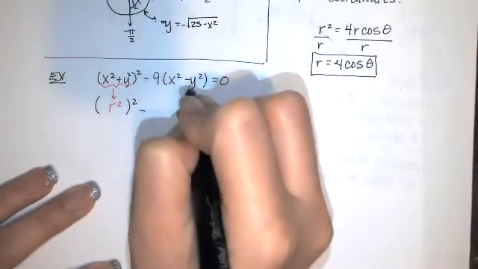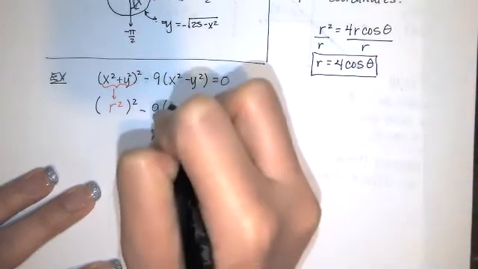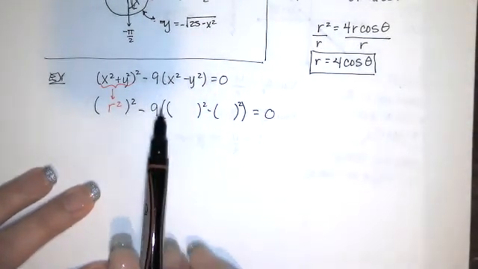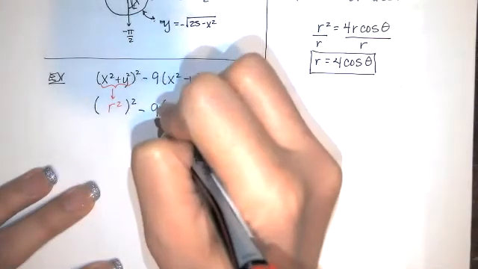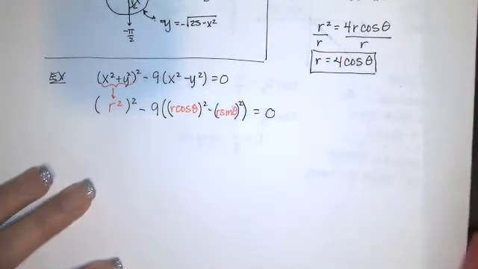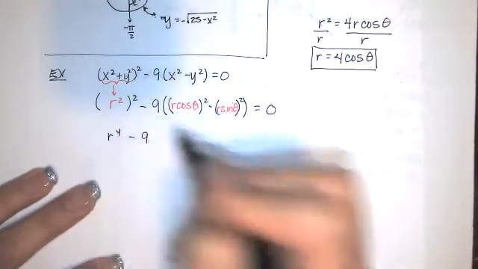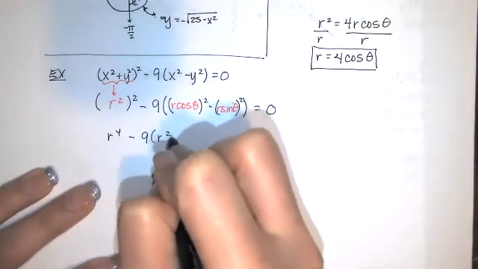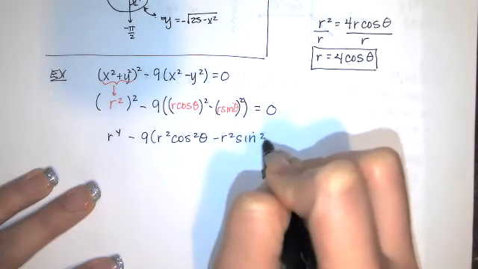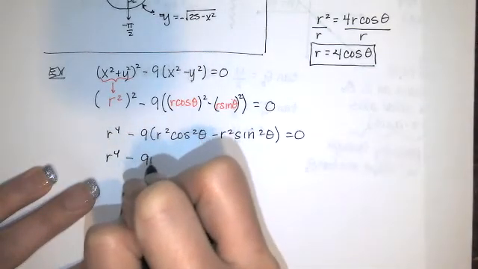And then over here, I've got x squared minus y squared. Since it's not x squared plus y squared, I have to replace x with r cosine theta and replace y with r sine theta. R squared squared is r to the fourth. And over here I've got 9 and an r squared cosine squared theta and an r squared sine squared theta. And if we factor out an r squared, we get this.